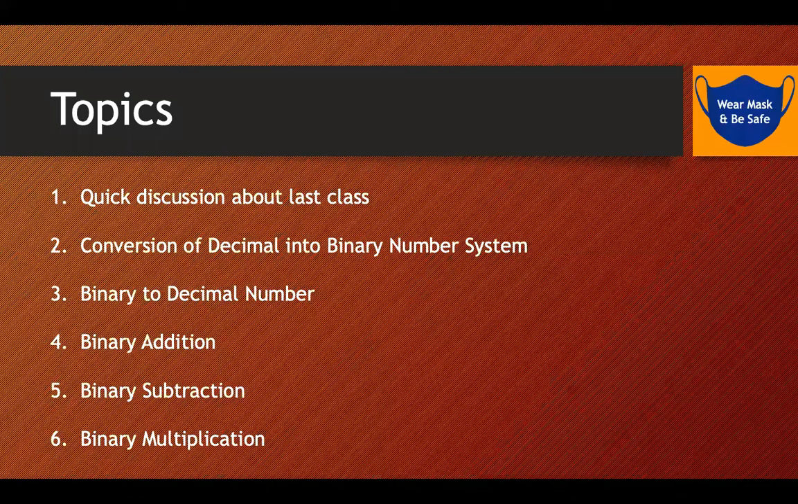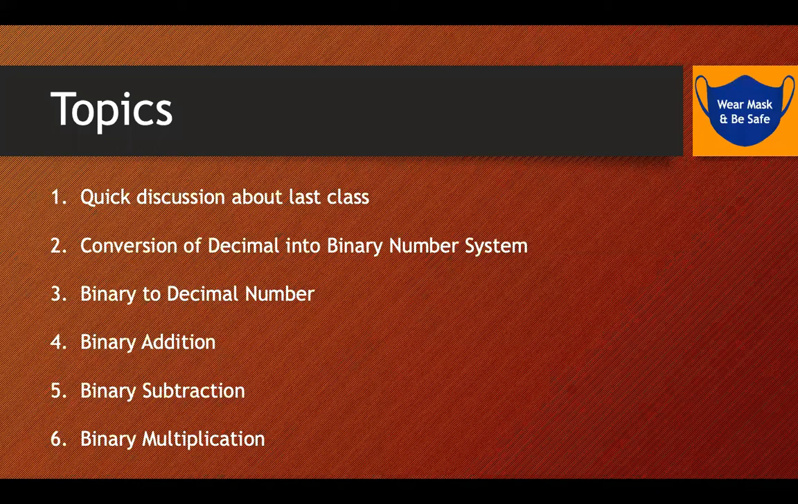In last class, we have learned about number system. How many types of number system were there? There were four types. First one, decimal number system. The decimal number system consists of 10 digits, from 0 to 9. Understood everyone?